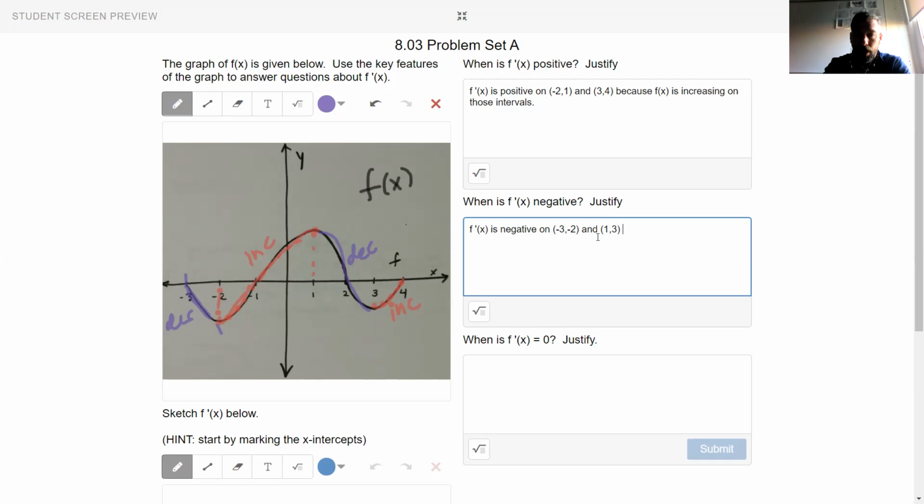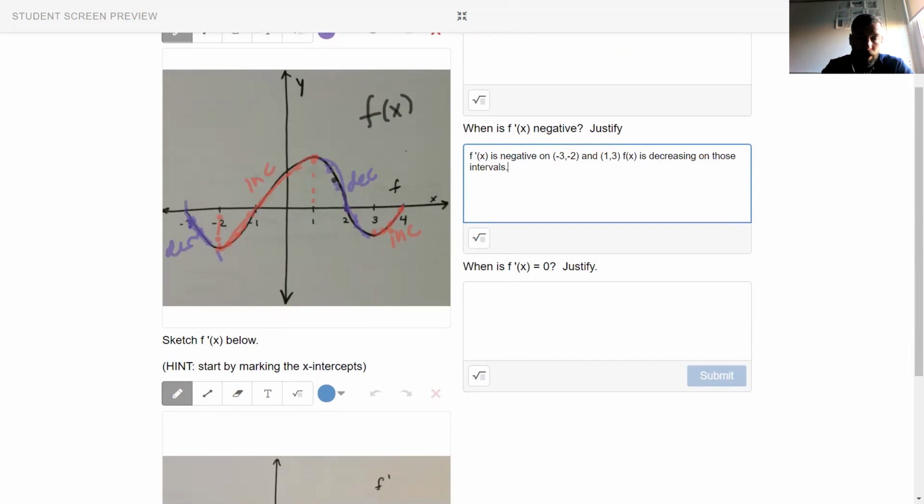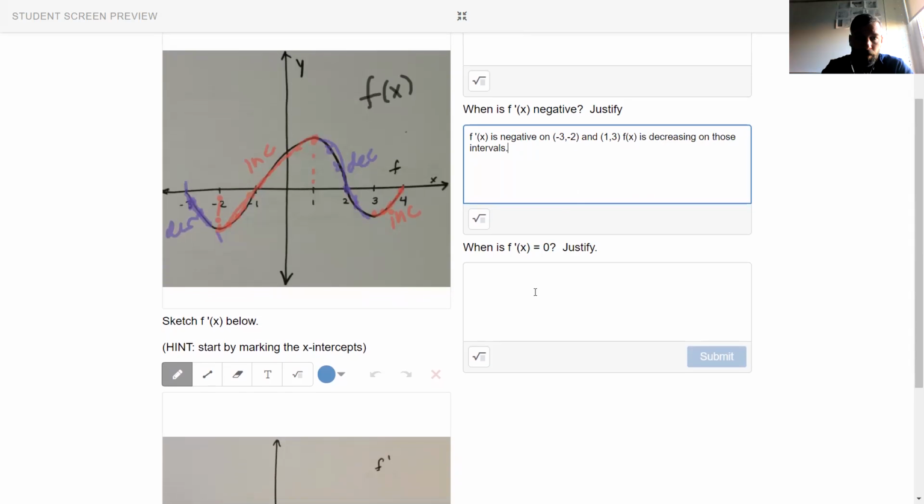F prime is negative because, well, how did I know that? Because f of x is decreasing on those intervals. And if I take any one of these points and I find the slope of any one of these points, guess what they're all going to be? All of those slopes are going to be negative, right? That's what the question is asking me, saying, when is the slope negative? So we don't want to include all those points. That's why we write those intervals.